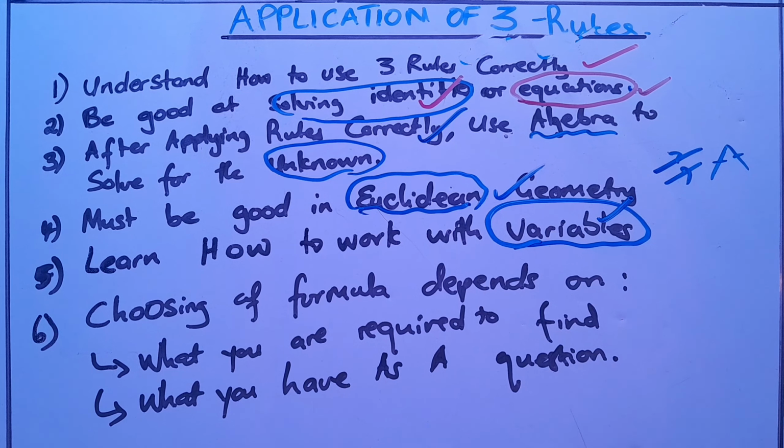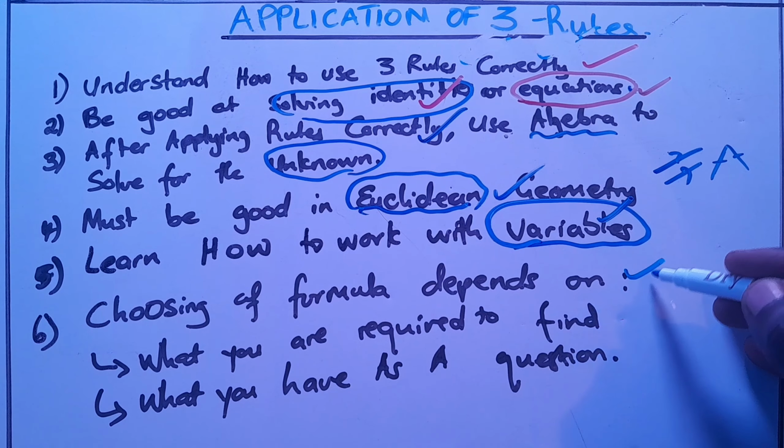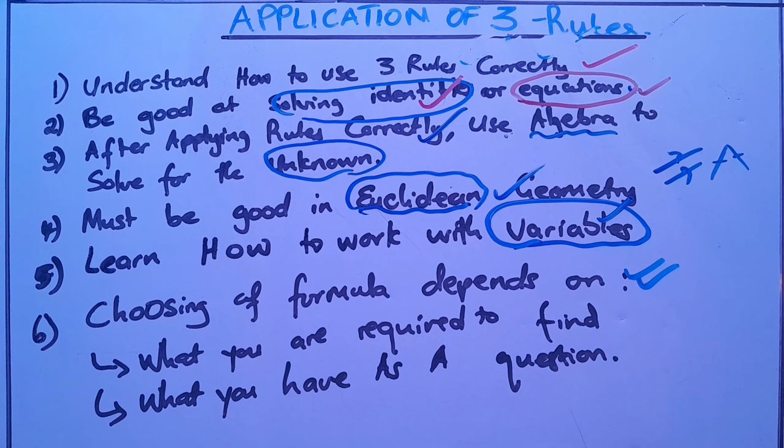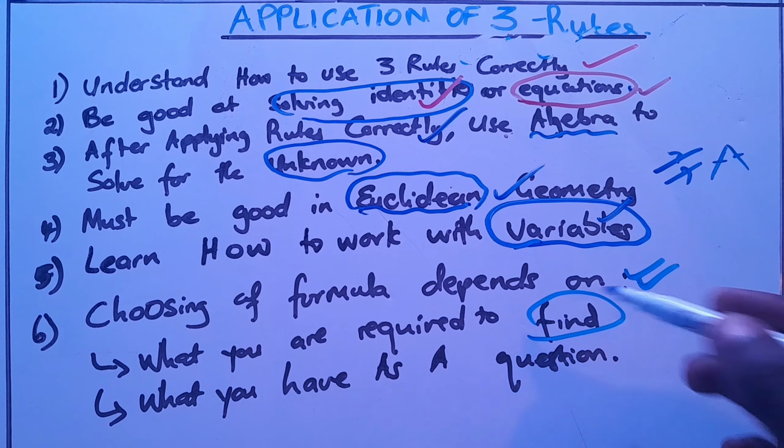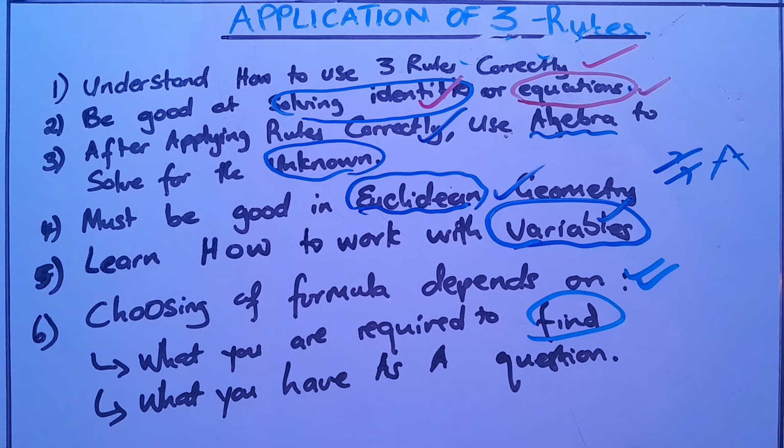So if you're choosing the formula to use, it depends on what you are required to find, right? What you are required to find helps you to understand which formula to use. Because sometimes you can be given, find the area of. So obviously if you're given that kind of question, find the area of, it means that you must always apply the area rule, right?